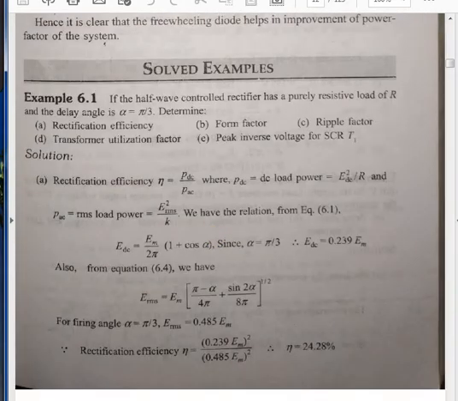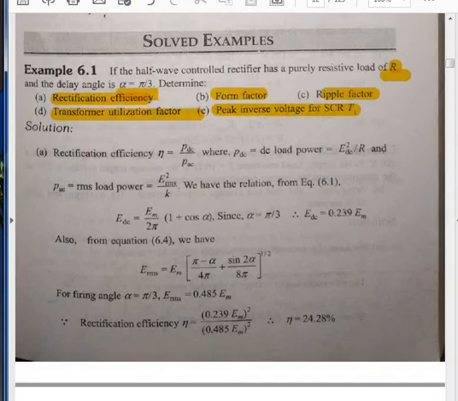Now we see a few problems when considering a half-wave controlled rectifier with a purely resistive load. Here the question is given that it is a pure resistive load, and in this problem we have to find, with a delay angle of alpha, the rectification efficiency, form factor, ripple factor, transformer utilization factor, and peak inverse voltage.